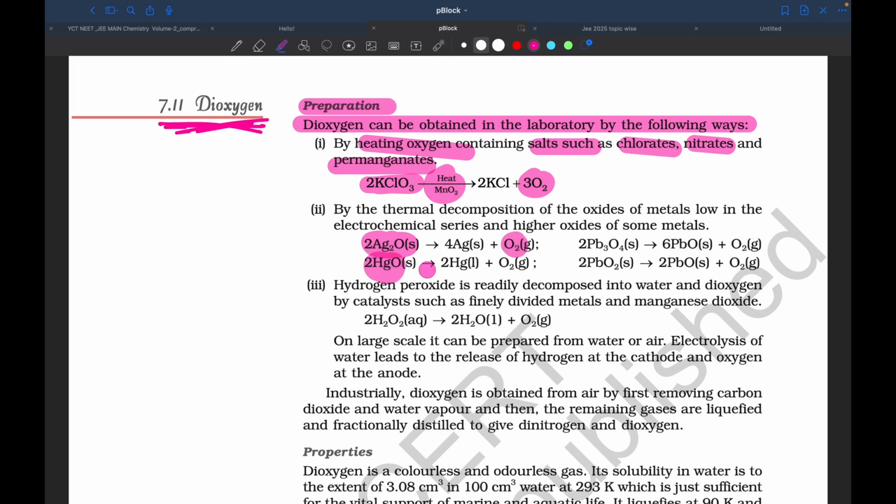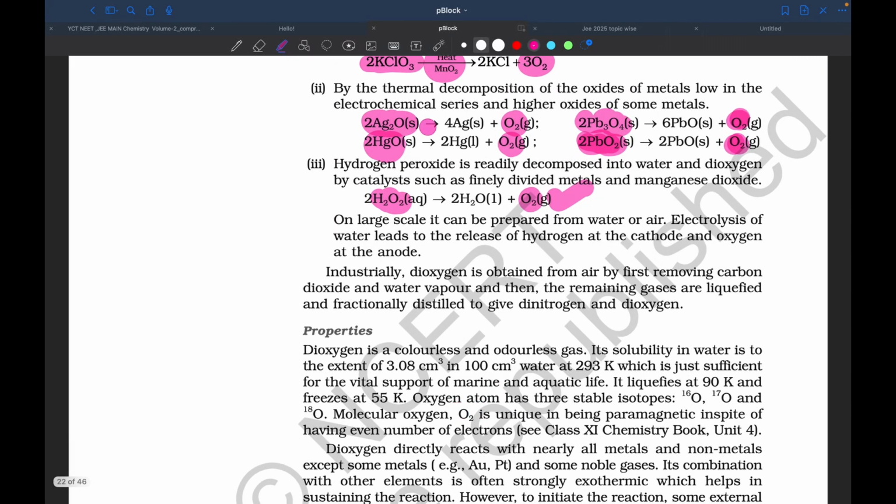Mercury oxide also gives you oxygen. These are the lead oxides which also produce oxygen. This is a mixed oxide, and this is lead dioxide. They also produce oxygen gas. Hydrogen peroxide gives you oxygen gas as well.